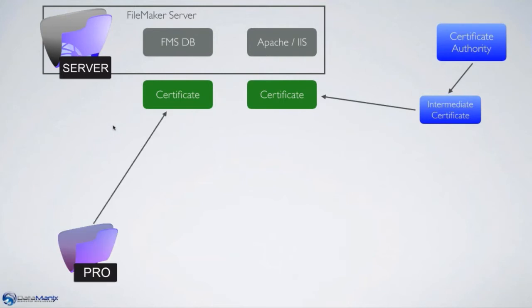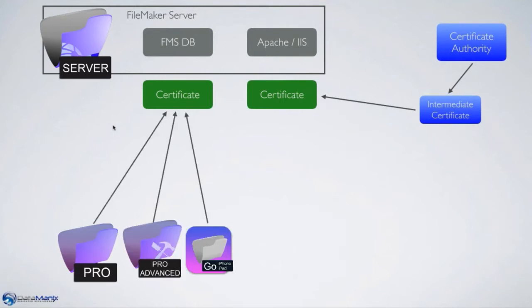But now we have the certificate installed, and the different clients, Pro, Advanced, Go, can connect to the database engine and verify that the connection between the client and the server is secure, because we have the signed certificate from the certificate authority that says, hey, this FileMaker server is actually who they say they are, because that's stamped into the certificate.